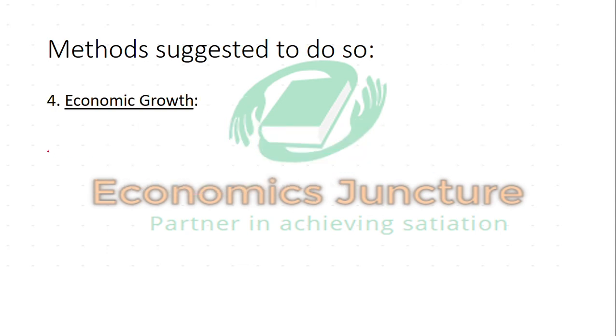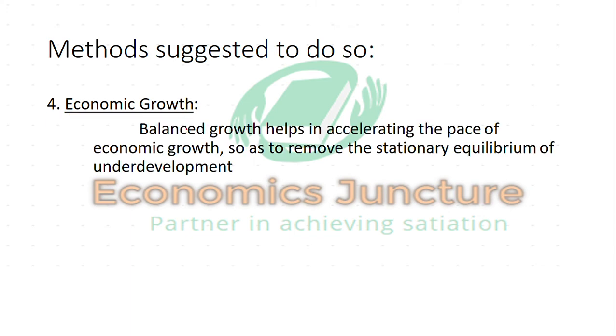And then the fourth point which was suggested was economic growth, right? So balanced growth helps in accelerating the pace of economic growth. Once you start getting the growth, it removes the stationary equilibrium of underdevelopment, right? So these were the four methods suggested by Nurkse to overcome that vicious cycle of poverty.